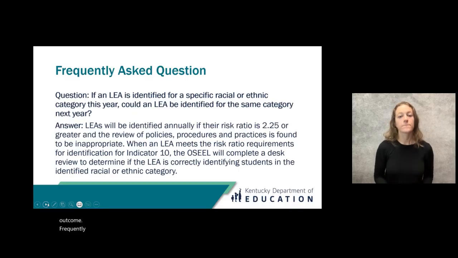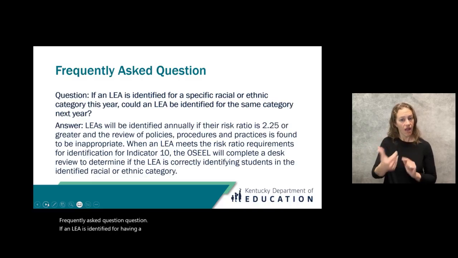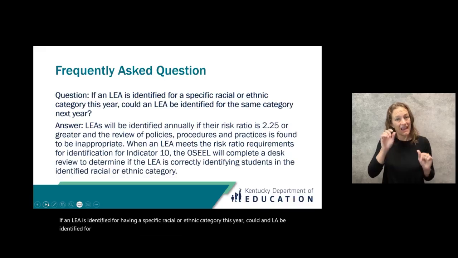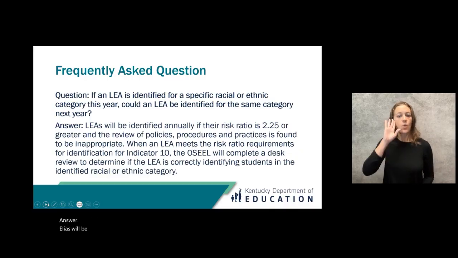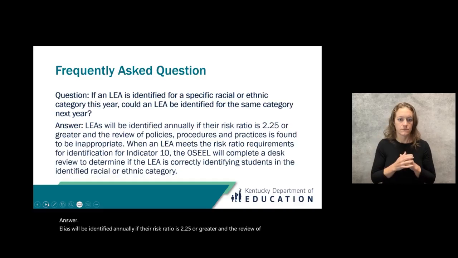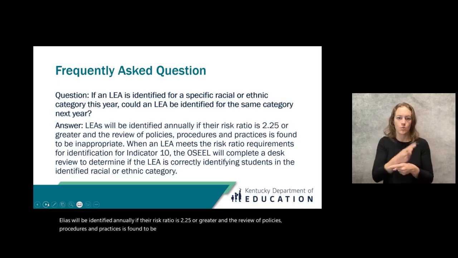Frequently asked question. Question: If an LEA is identified for having a specific racial or ethnic category this year, could an LEA be identified for the same category next year? Answer: LEAs will be identified annually if their risk ratio is 2.25 or greater, and the review of policies, procedures, and practices is found to be inappropriate.